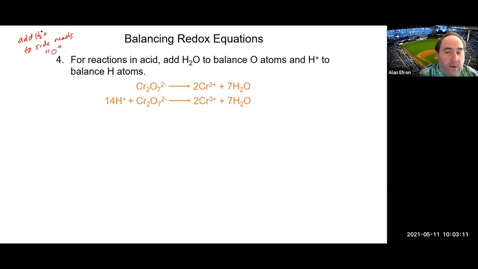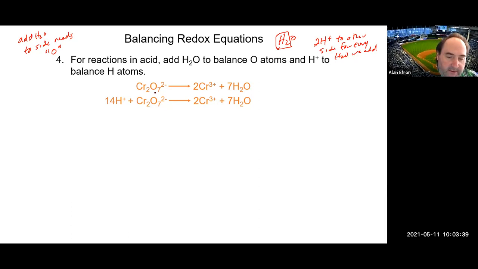Every time we add water, which is H2O, we're not only adding oxygen, but we're also adding 2 hydrogens. So to make sure that we don't end up with the wrong number of hydrogens, we add 2 H pluses to the other side for every water we add. So water goes to one side.